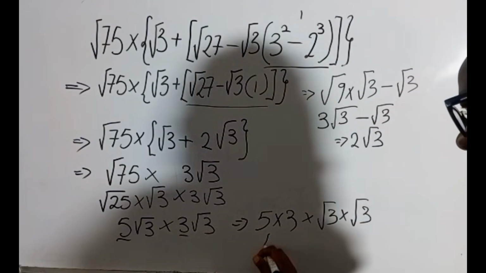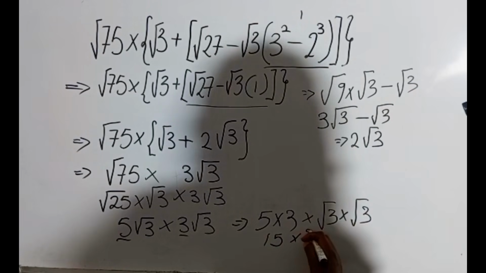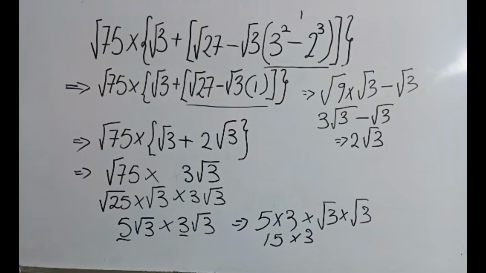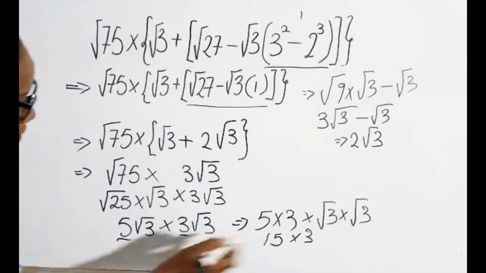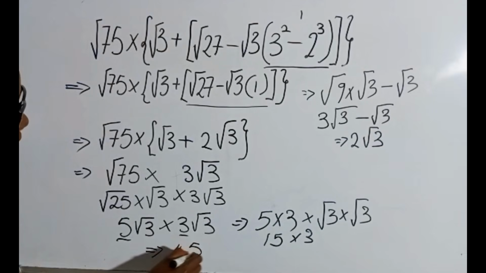5 times 3 is 15, times root 3 times root 3 is equal to 3. Therefore, 15 times 3, this expression gives us 45.